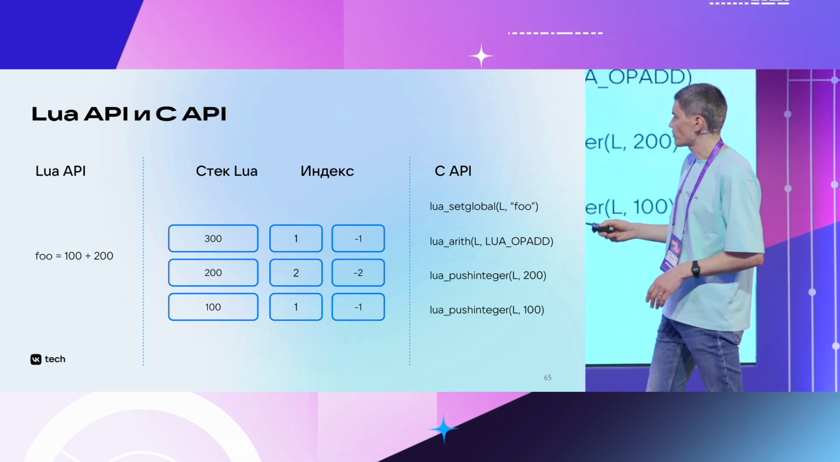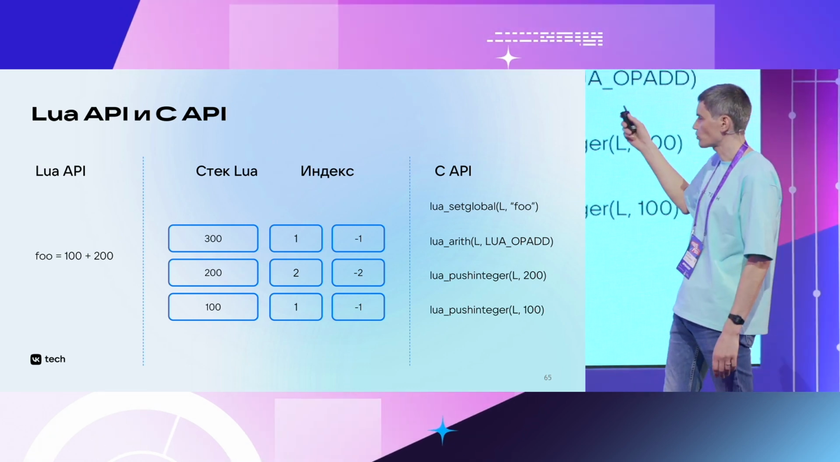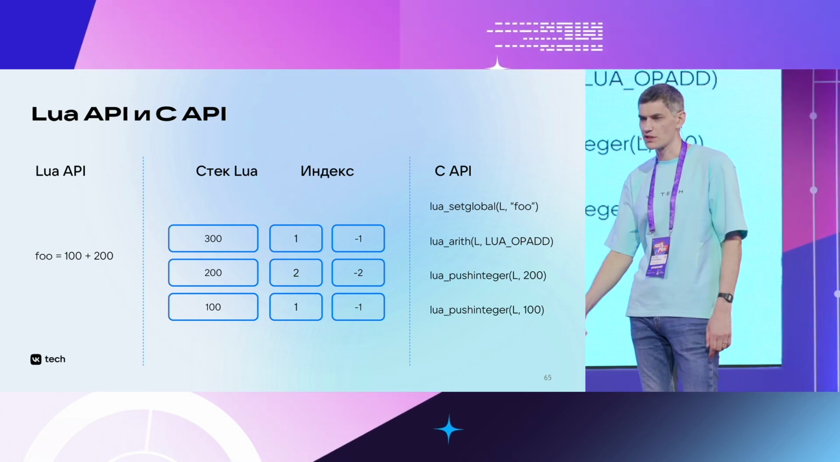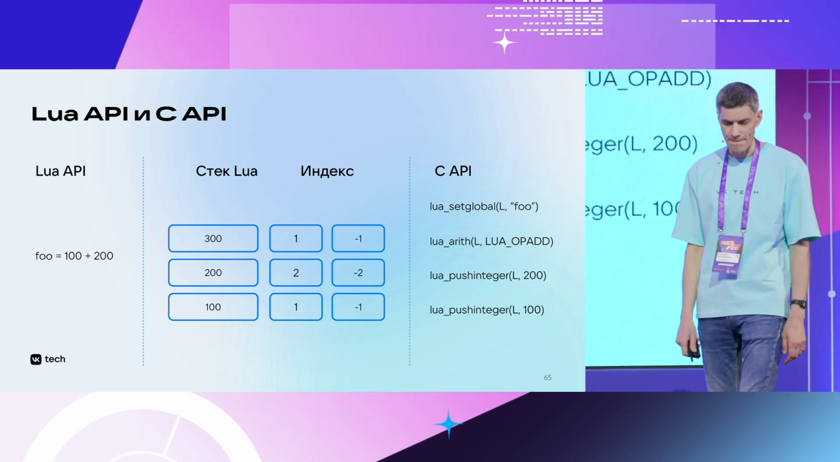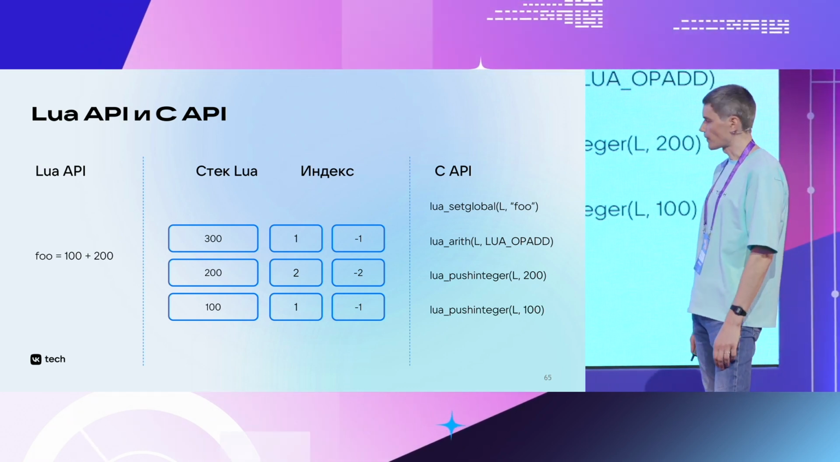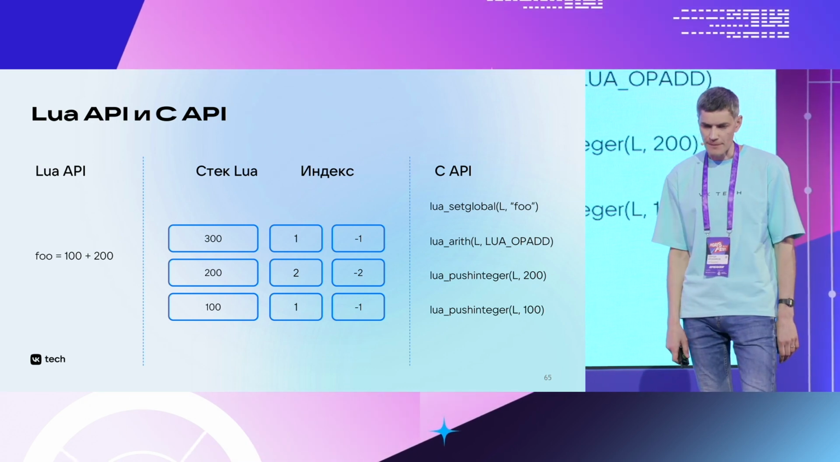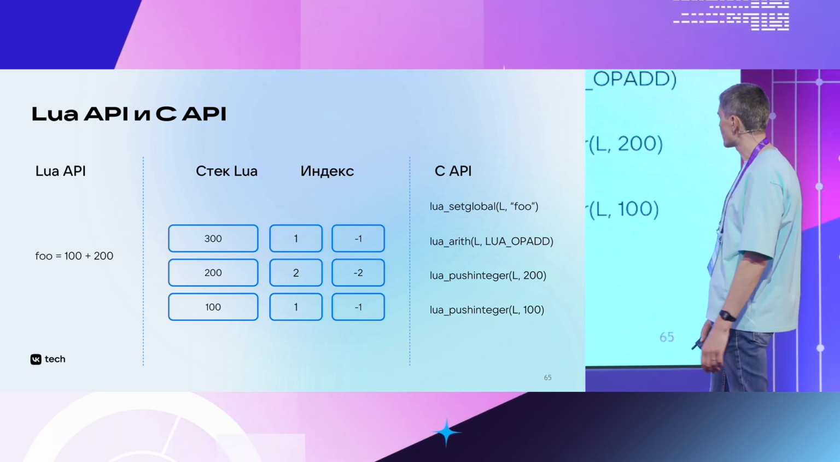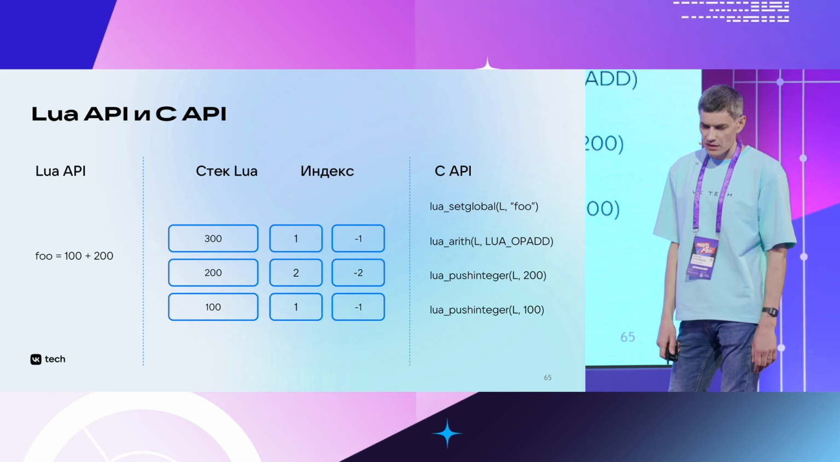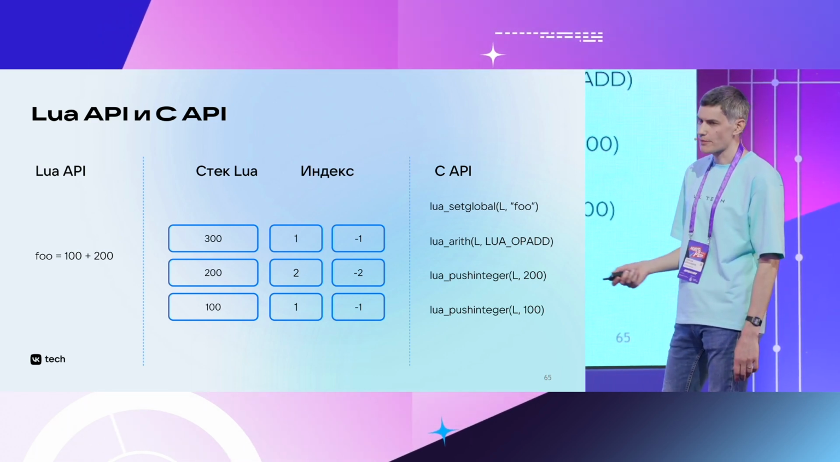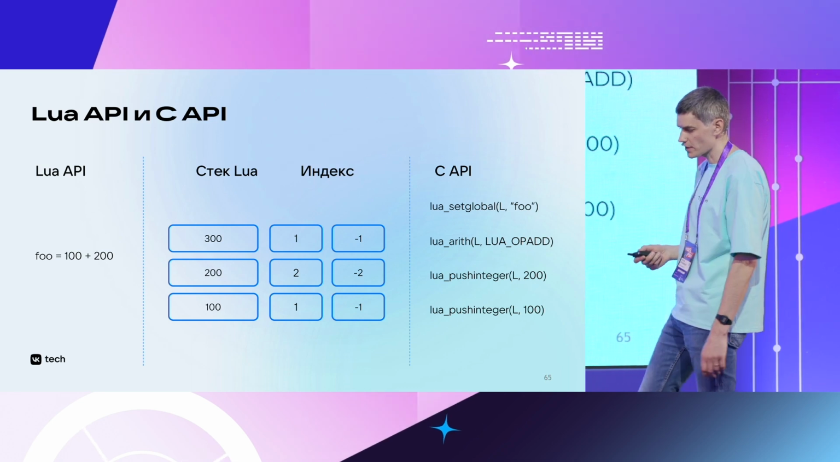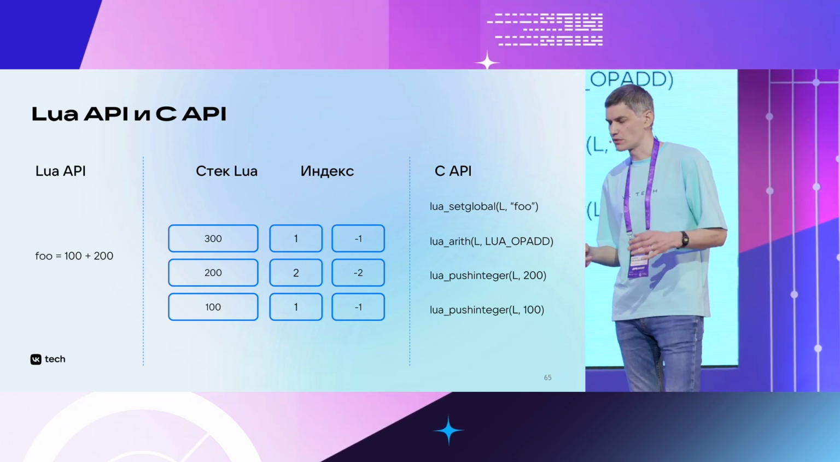We have an example of code. This is Lua API and C API. To get 300, we need to add 100 to 200, and then assign this as a variable foo. One line of code in Lua, but in C API, you need 4 functions, which work with the Lua stack.